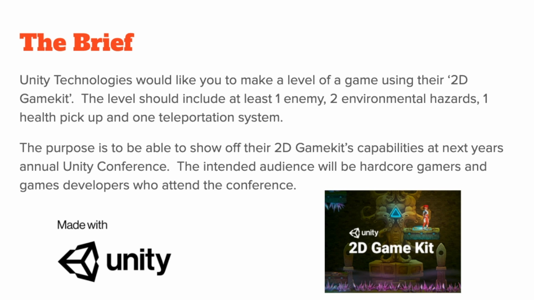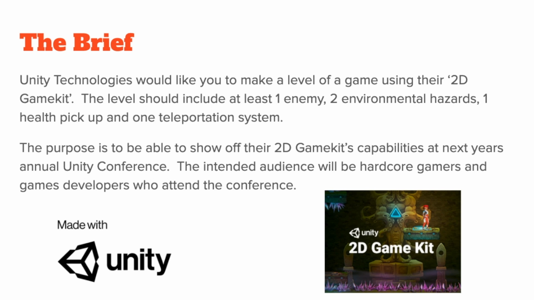So the brief for this unit, your client is going to be Unity Technologies, and what they'd like you to do is to make a level of a game using their 2D game kit with at least one enemy, 2 environmental hazards, 1 health pickup and 1 teleportation system. So we are going to be using something called the 2D game kit for this. It's provided by Unity, and you can download all of the assets from the asset store.